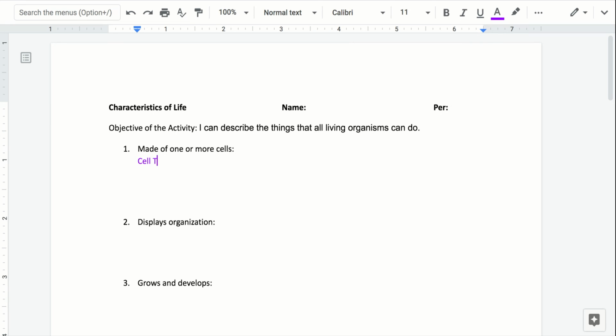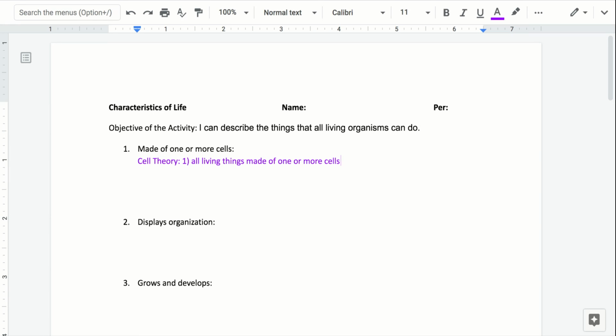And the cell theory has three parts to it. The first part is that all living things are made of one or more cells. Okay? So, by definition, to be a living thing, you have to have at least one cell.